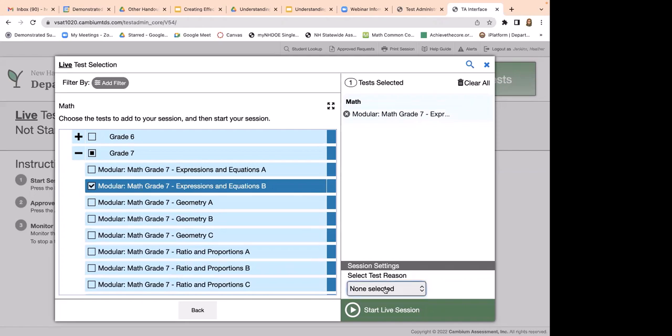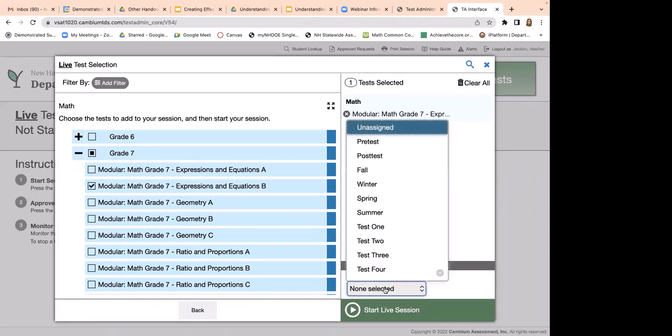And then down on the bottom here, it's going to ask me to choose a test reason. This is where, if you have other people in your grade level and you want to look at this data all together, let's say you have 2 or 3 math teachers that are administering this particular modular assessment for 7th grade, every single one of you needs to choose the same test reason if you want to see the data all together in one particular area. It'll all be in the reporting portal, but what will happen is if I choose unassigned, somebody else chooses fall, and another person chooses test 1, there will be 3 separate lines for this expressions and equations B, and I would have to download every single one of them and copy and paste all of the students in that. So you want to choose all the same test reason.